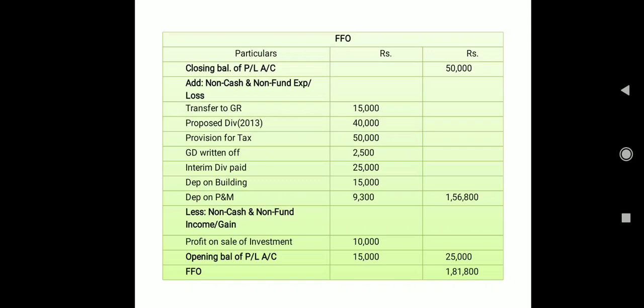1,56,800. And now from this we are going to deduct non-cash, non-fund income or gain, and we have checked we had something as a profit on sale of investment, that is 10,000, and then we have the opening balance of profit and loss account, that is 15,000. So total of these two, 25,000 in outer column, and when we are going to plus and minus, we are going to get the final amount as 1,81,800, and this is going to be our fund from operation.